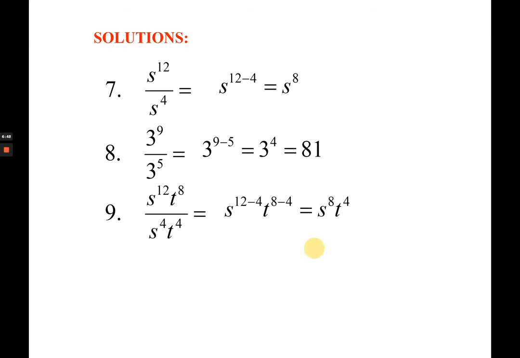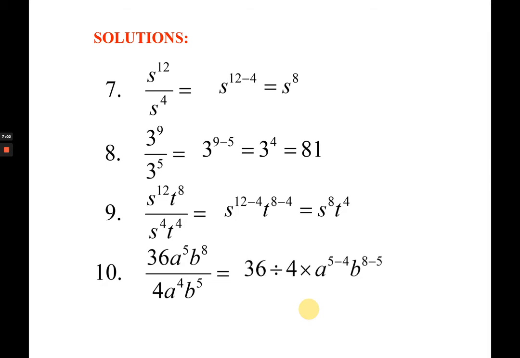That's it. And we have the last one. Again, this time we have numbers and combined variables. You just divide your number, 36 divided by 4, and then subtract your exponents. Here is the work. 36 divided by 4 is 9. 5 minus 4 is 1. 8 minus 5 is 3. And that's your final answer, 9ab cubed. If your power is 3, you can say b cubed.